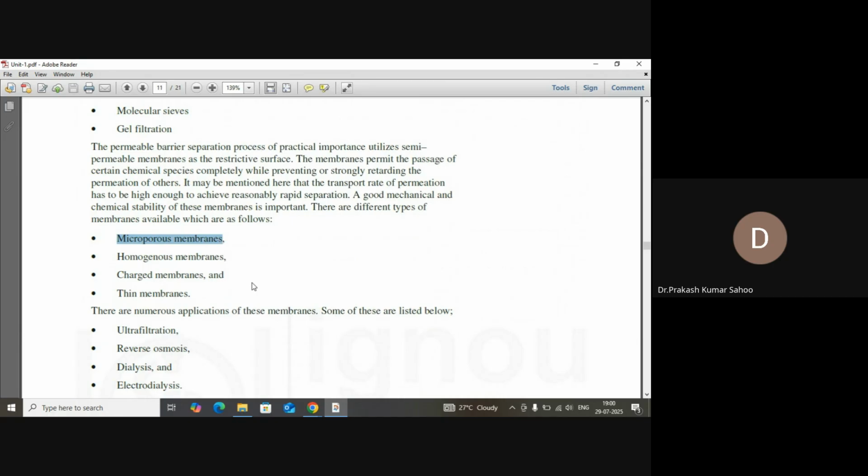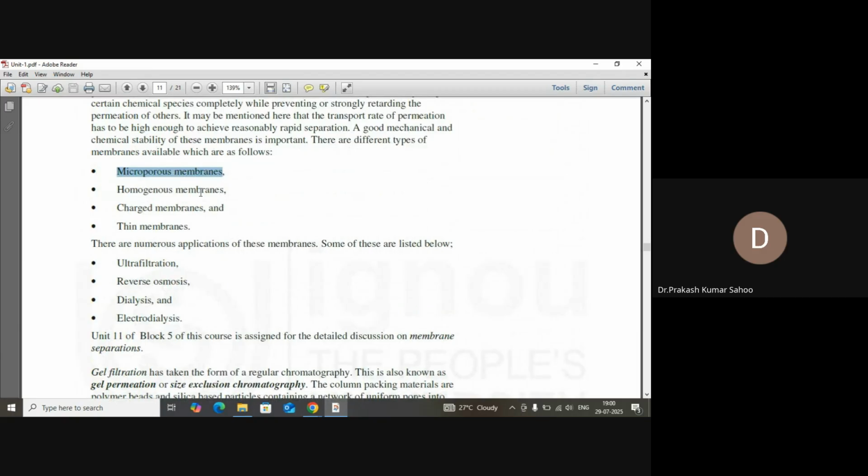And these membranes have huge applications. That may be ultrafiltration, reverse osmosis. This is already discussed, that is your semi-permeable membrane, SPM, is used here, and dialysis for dialysis purposes, and electrodialysis. So for these life-saving processes, your membrane chromatography is frequently used. Starting from water purification to electrodialysis, this membrane separation or membrane chromatography is very important.